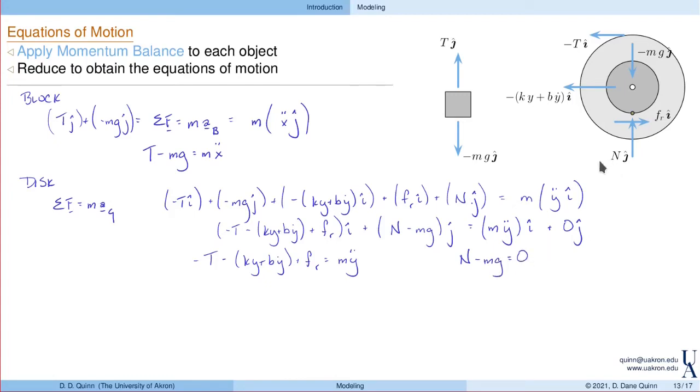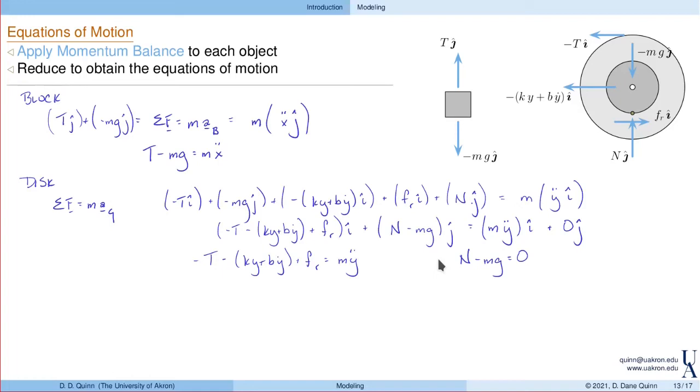Remember when I said that the normal load is the weight, but I didn't want to assume that at the beginning? Well, here's why. Because it works out. I can solve this for the normal load and find that it's actually equal to the weight. But I didn't have to make that assumption, and that's the important thing. So now let's look at angular momentum balance.